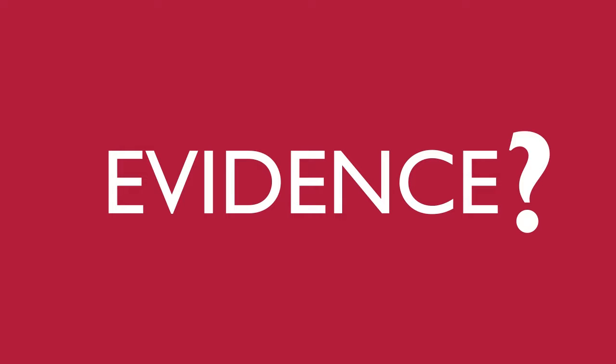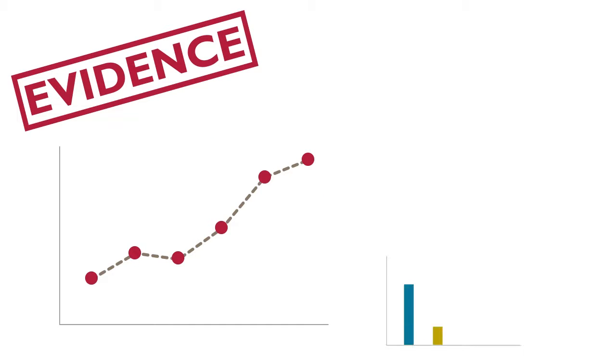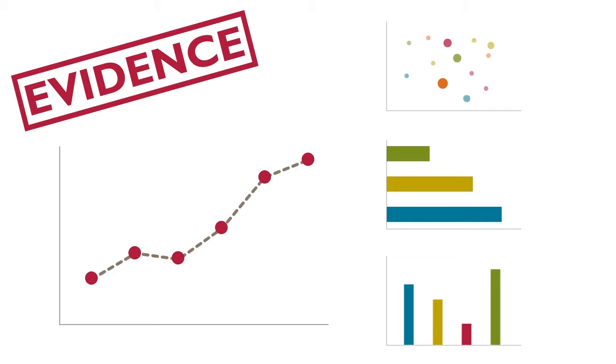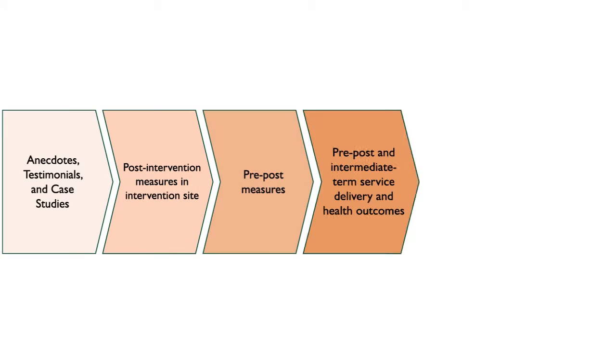What do we mean by evidence? Traditionally, evidence is considered to be results that are produced through a rigorous and systematic scientific process with the gold standard of a randomized controlled trial as the pinnacle. However, in practice, there are many different types of evidence.